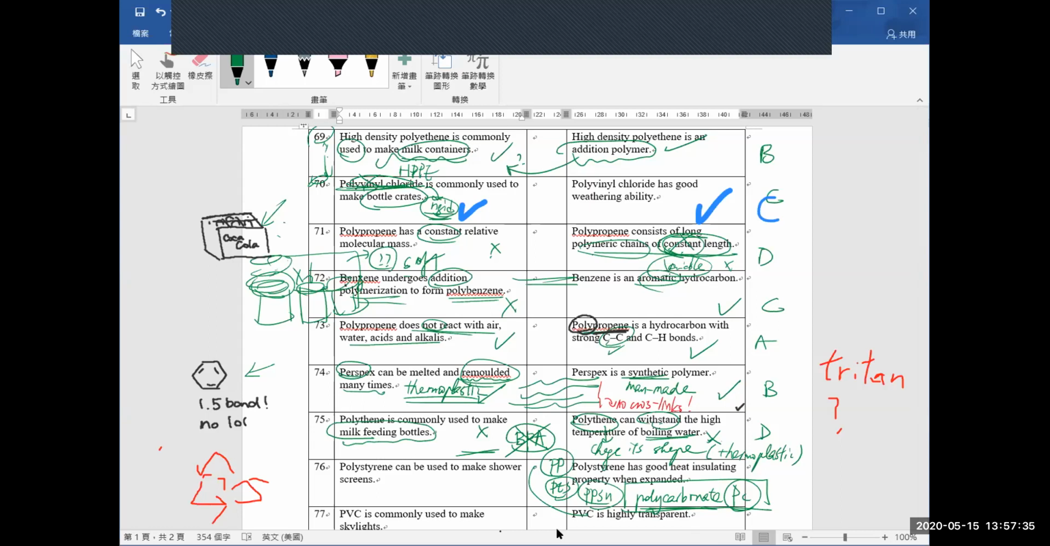Let me tell you something more about daily life chemistry. 76. Polystyrene can be used to make shower screens. Polystyrene has a good heat insulating property when expanded. So what is that? Which type of polystyrene are we talking about? Shower screen.